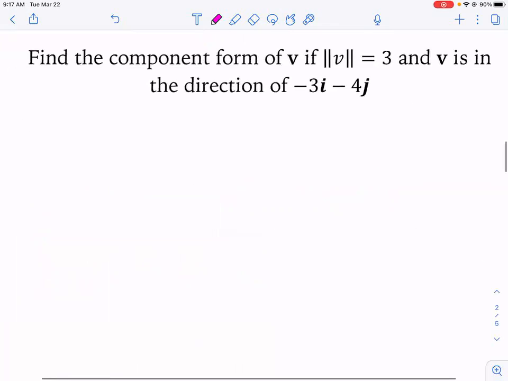Go ahead and write this example down. I want to know the component form if our magnitude is 3 and it's in the same direction as this guy right here.